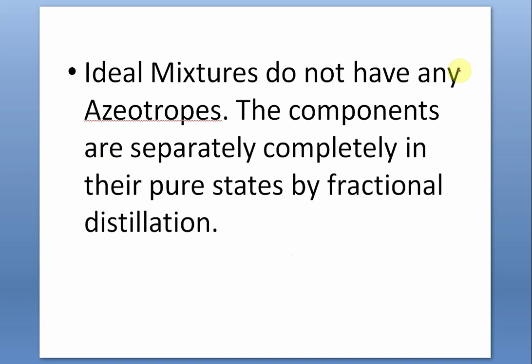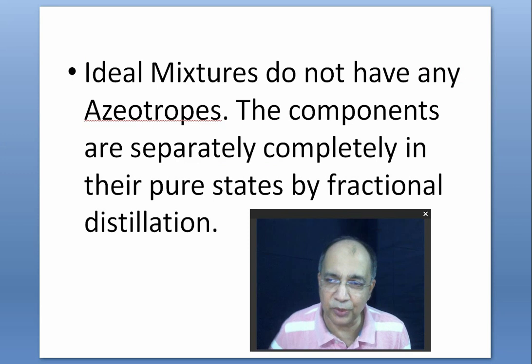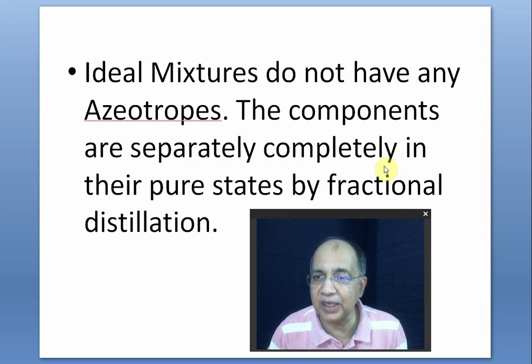Right? So at the end, let me tell you, ideal mixtures which we studied in the previous video do not have any azeotropes, like benzene, toluene, like hexane, heptane, like methanol, ethanol. These do not have any azeotrope. They have one convex lens shape in the boiling point graph, one vapor and one liquid curve, from one y-axis to the other. So you can cleanly separate the more volatile component in the distillate and the less volatile component in the residue. The components are separated completely in their pure states by fractional distillation.